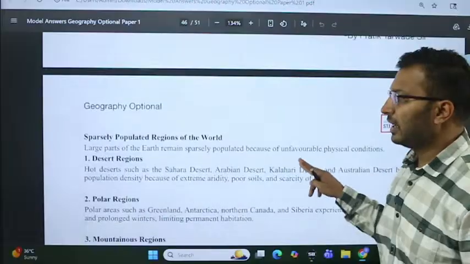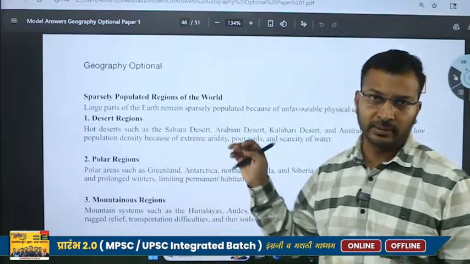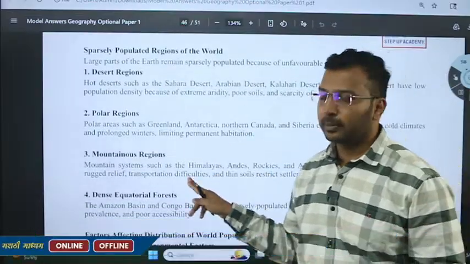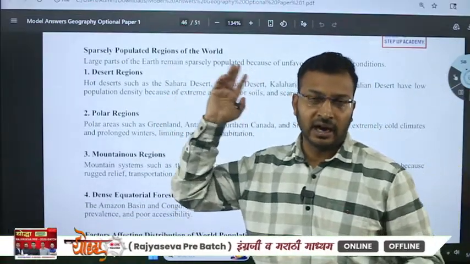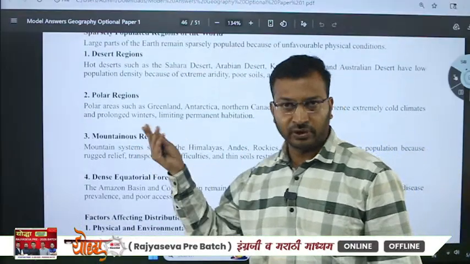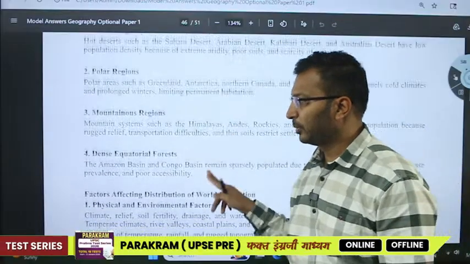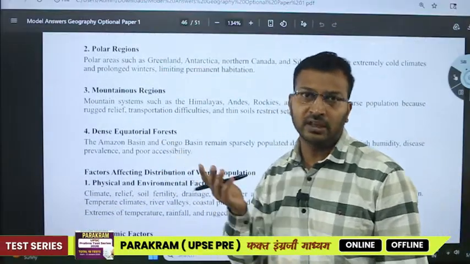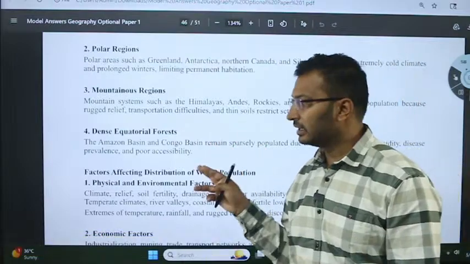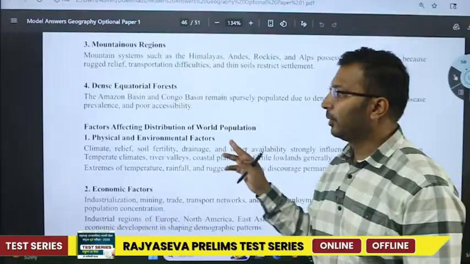Then there are some sparsely populated regions of the world, the desert areas, the Sahara Desert you can talk about, the Arabian Desert you can talk about. Then there are polar areas, Greenland, the Arctic region and the Antarctic region, with less population. Mountainous regions, for example, the Himalayas, the Alps, the Rockies and the Andes, less population. Dense equatorial forest, we have the Congo Basin and the Amazon Basin, where we find less population.